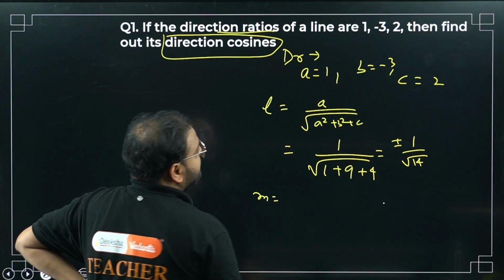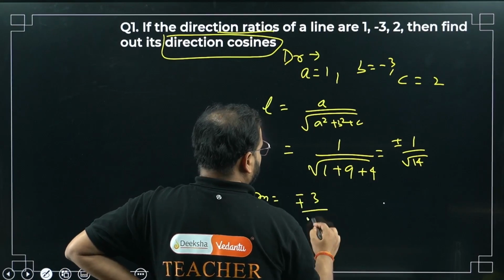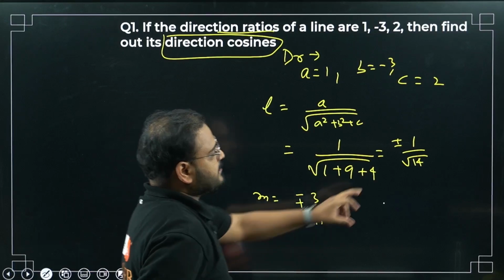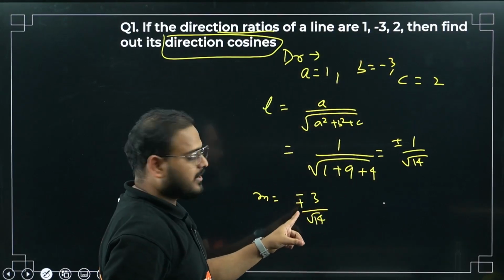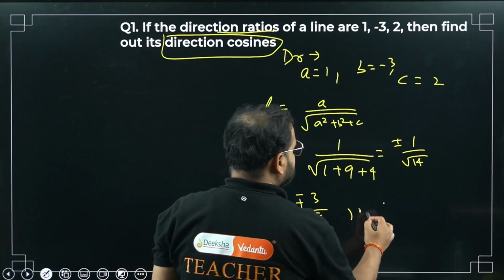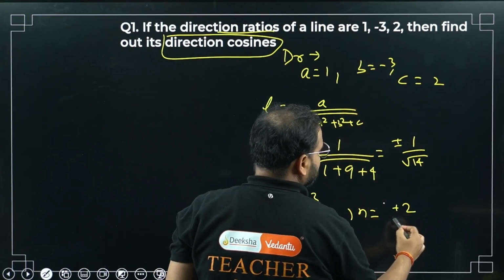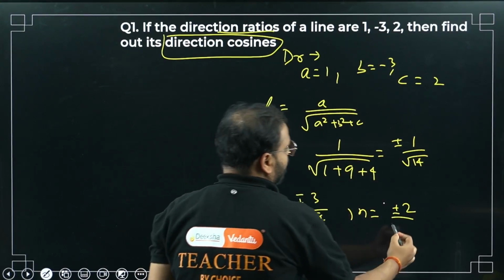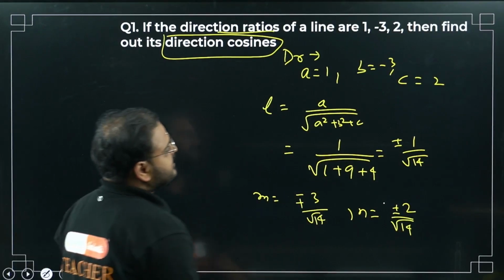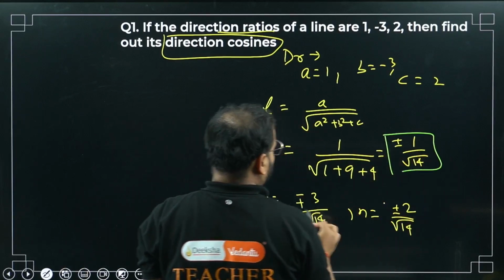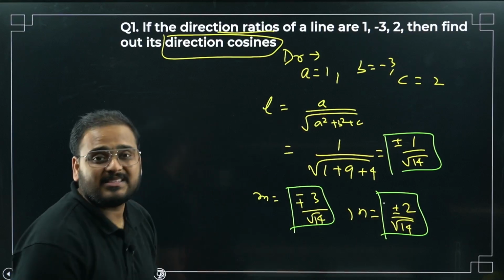For m, what can we write? Same way, minus is there first, so minus plus 3 by root 14. Because it was plus 1 for the first, here it is minus 3. It means the first will become negative, the second will be positive. What about n? Same way, we'll write 2 plus minus upon root 14. These are my values of direction cosines when direction ratios are known as 1, minus 3 and 2.